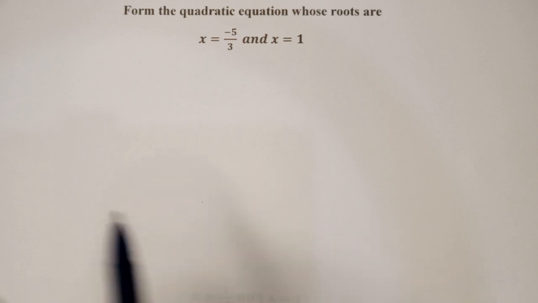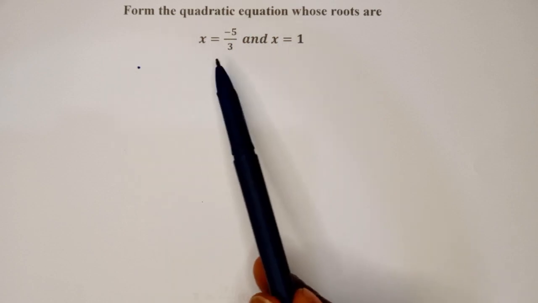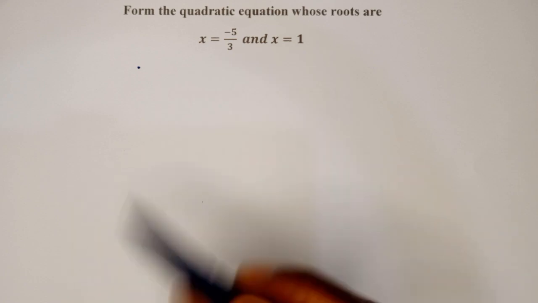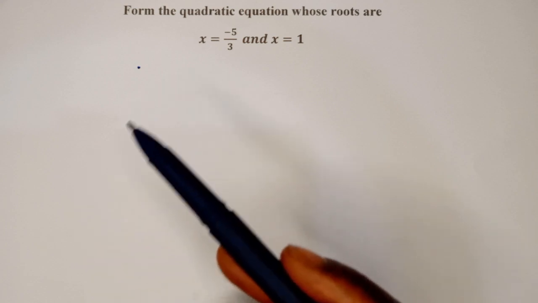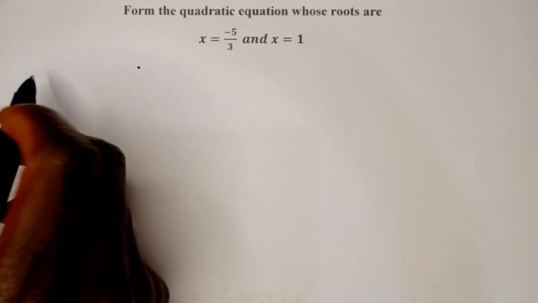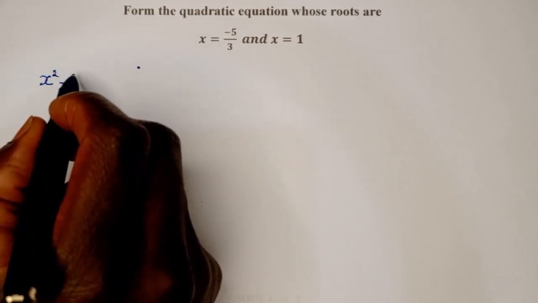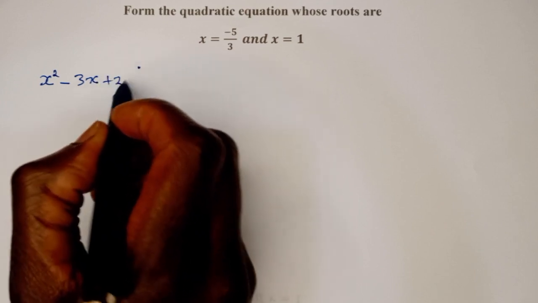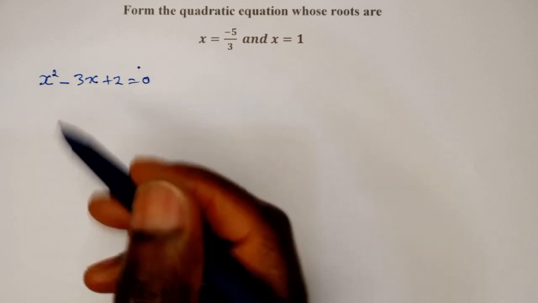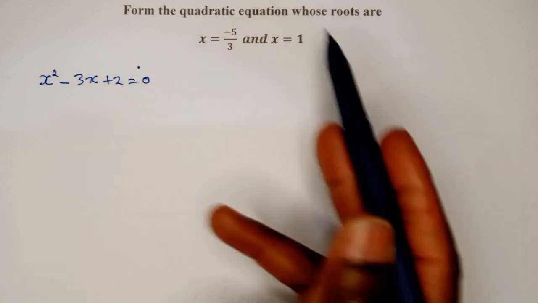So you've been told to form the quadratic equation whose roots are x equals negative 5 over 3 and x equals 1. You need to know that when you solve a quadratic equation, the values of x that you get as the answer are called the roots of the quadratic equation. For example, if I have x squared minus 3x plus 2 equals 0, and I'm told to solve this quadratic equation, let us do it together, and then I'll show you how we can use this method to get the equation when we're given the roots.